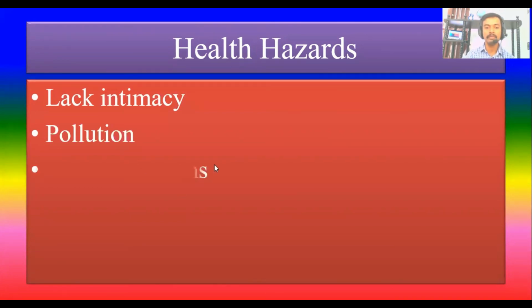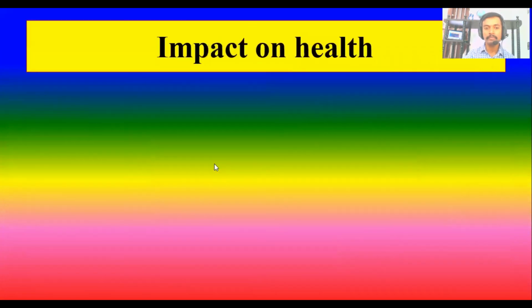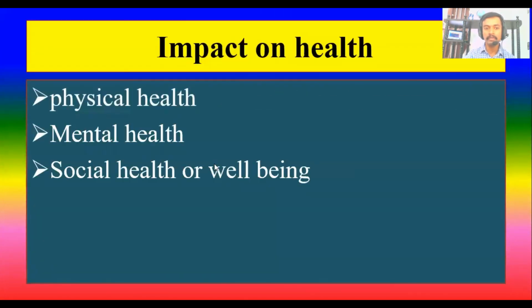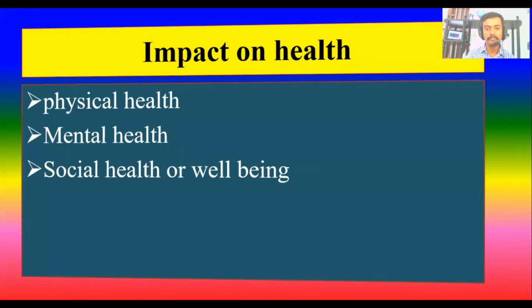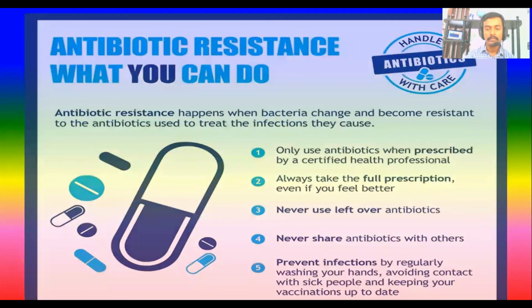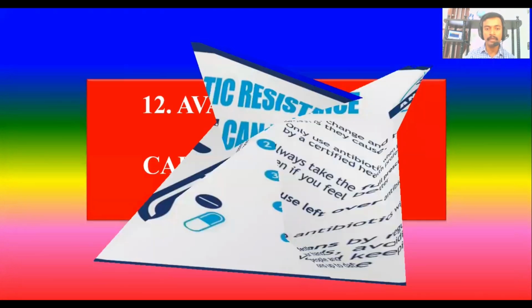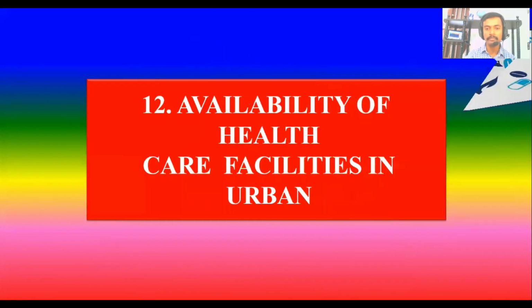Then pollution, as we had learned, traffic problems, crime, drainage problem, impact on health: physical health, mental health, social health are unique in city than in rural. Then antibiotic resistance. People use a lot of medicines which cause antibiotic and antimicrobial resistance. These are the healthcare issues.